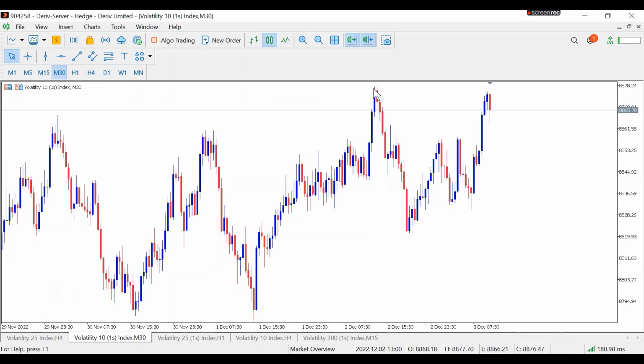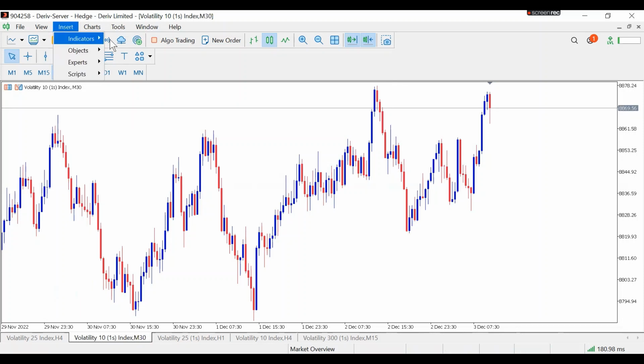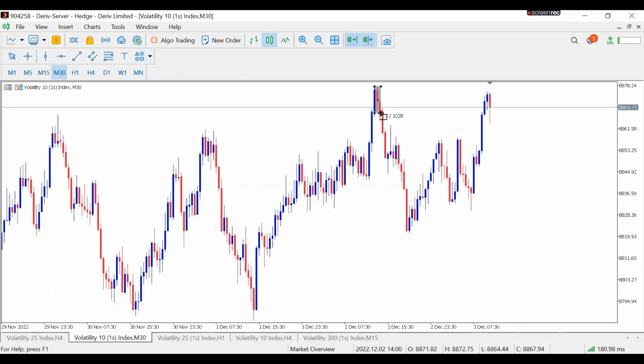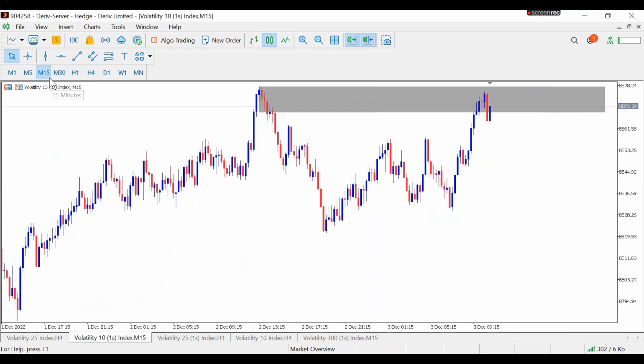Okay, as you can see on M30, this is a very beautiful and fresh supply zone. Okay, let us highlight it. This is a fresh and a very beautiful supply zone. So if you're looking for scalping today, you can scale down into M15.